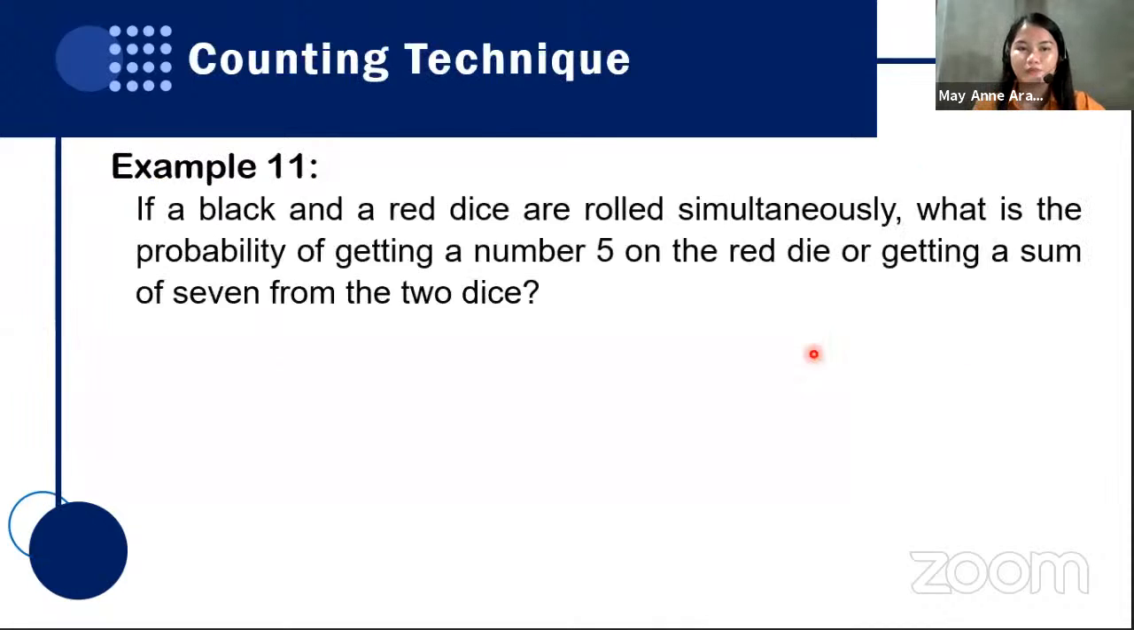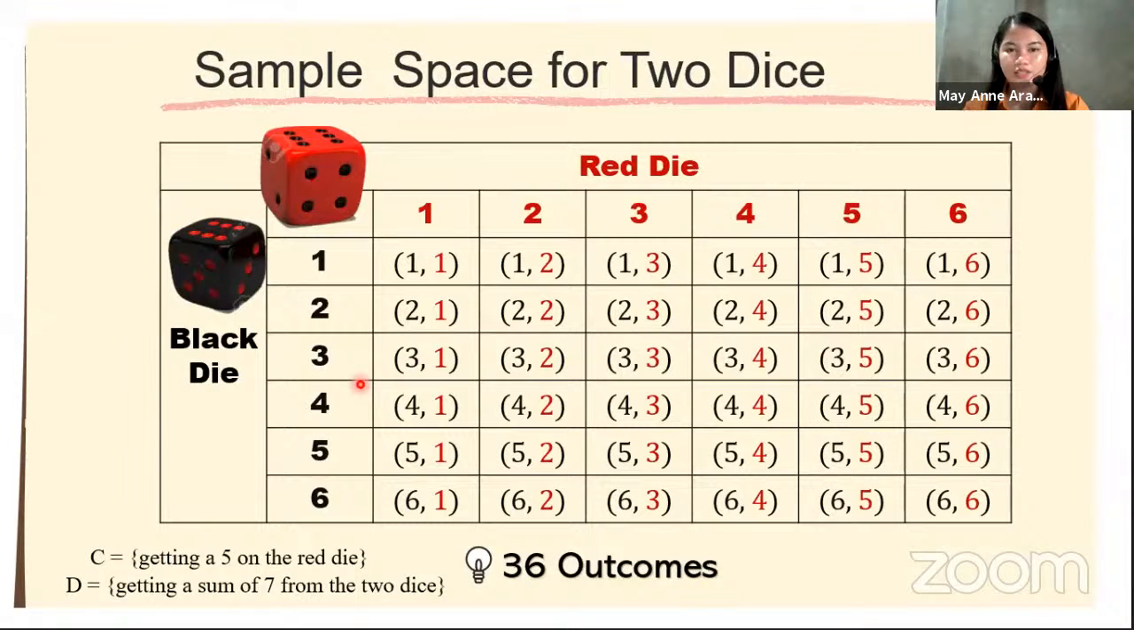For example, if a black and a red die are rolled simultaneously, what is the probability of getting a number 5 on the red die or getting a sum of 7 from the two dice? Okay, this is the sample space for two dice. So you have getting a 5 on the red die. What are those possibilities? You have 1, 5, 2, 5, 3, 5, 4, 5.